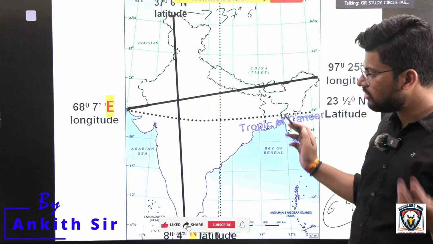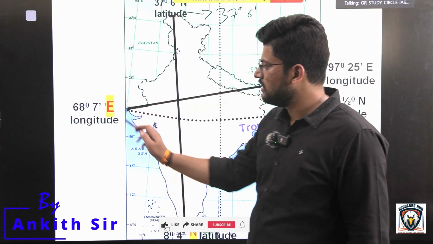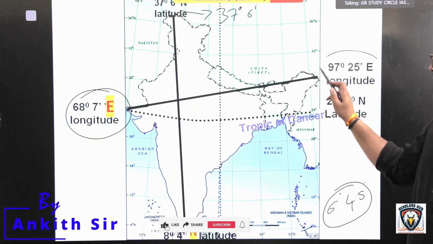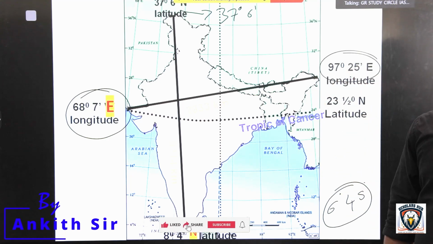And what is the longitudinal extent of India? 68 degrees 7 minutes to 97 degrees 25 minutes. Very important. How to remember this? Put this code as your password.